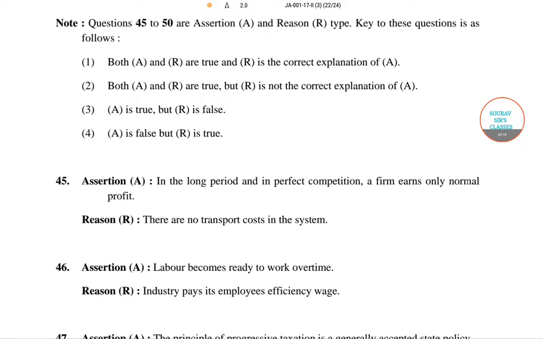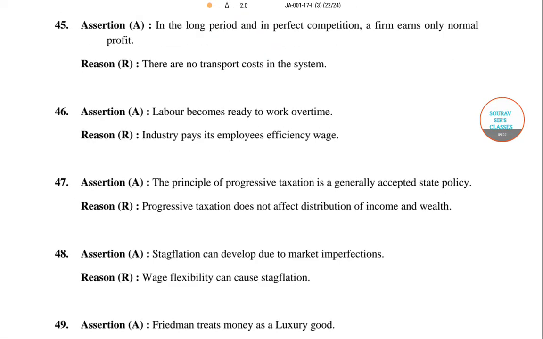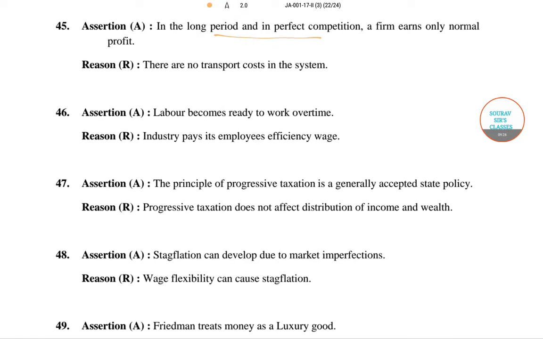I'll start with question number 45. In question number 45, it is given, in the long run, in perfect competition, firms earn only normal profit. This is the right answer. And the reason, there are no transport costs in this system. This is also right, but this is not the right explanation of this. So for question number 45, the right answer is option B. I hope you guys have opted for the right answer.